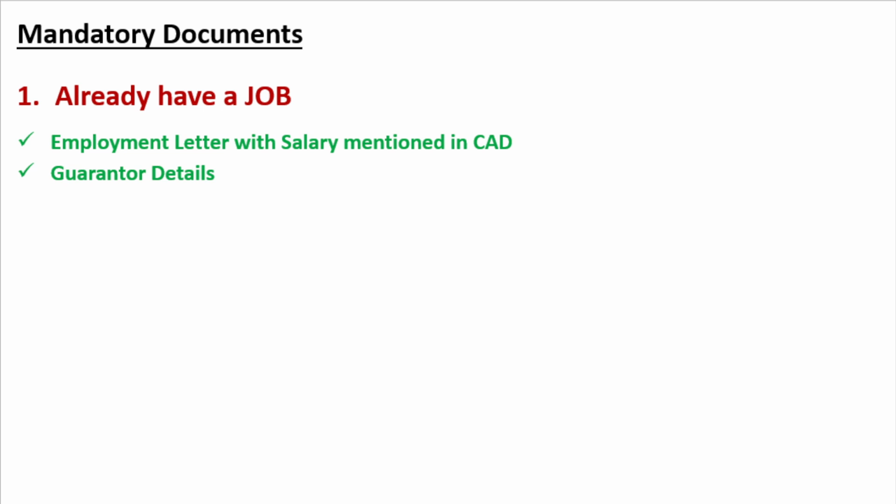Not all owners will ask for it, but some might say, hey, I want a guarantor. Can you give me the details of a guarantor? If you know somebody, a cousin or a friend who's already living in Toronto, I would need the address, the name, and the details of that person as well.